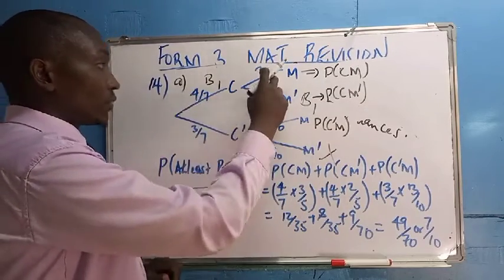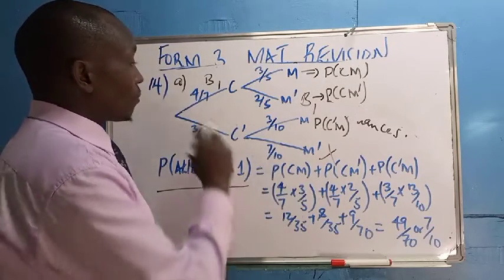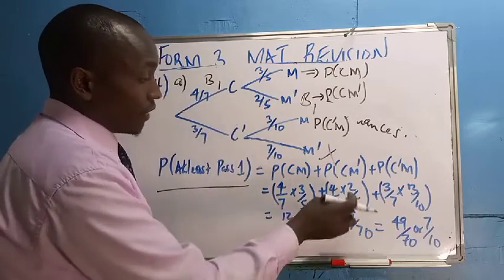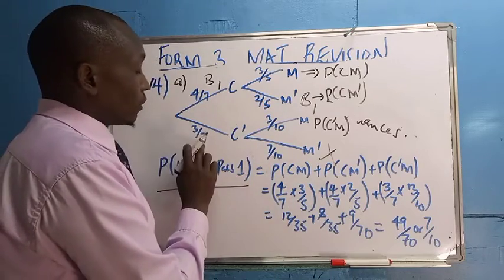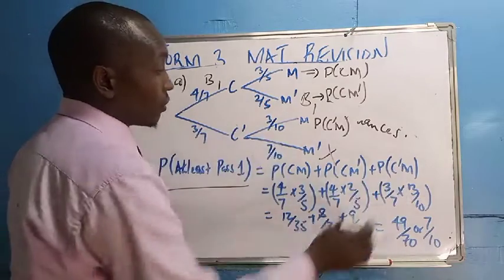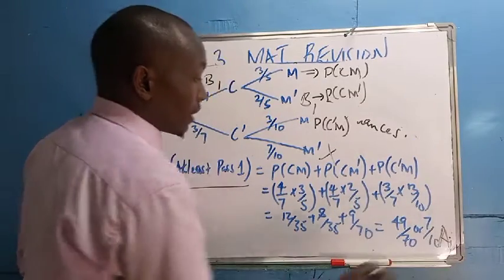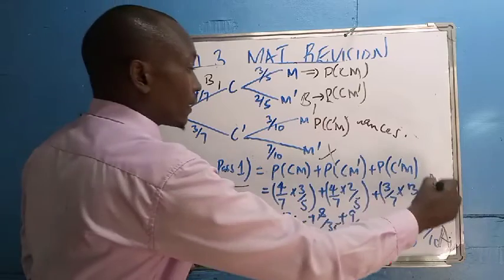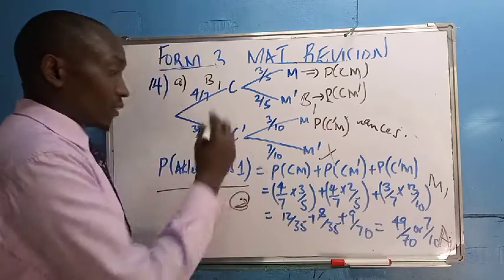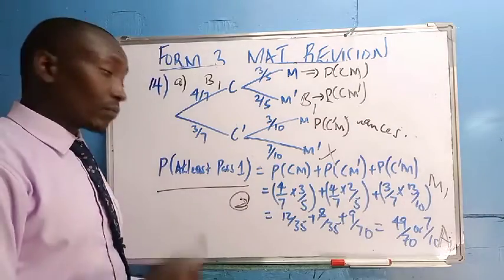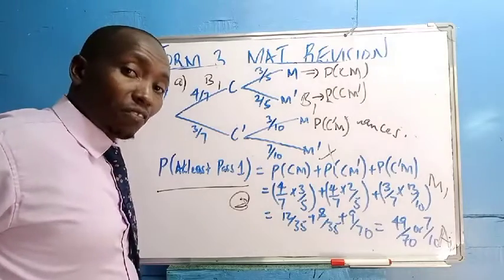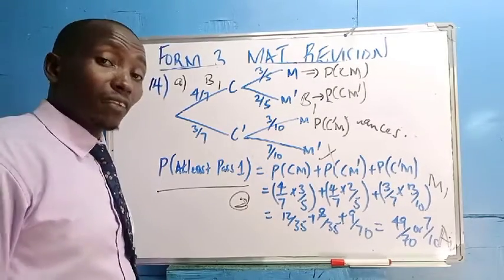4 over 7 times 3 over 5 plus 4 over 7 times 2 over 5, it's here. Then 3 over 7 times 3 over 10. I put them together, I get an answer there. And of course, the working gets 1 mark. So 2 marks again for the tree. That is probability, my student. Do not fear probability. It's not difficult to handle.